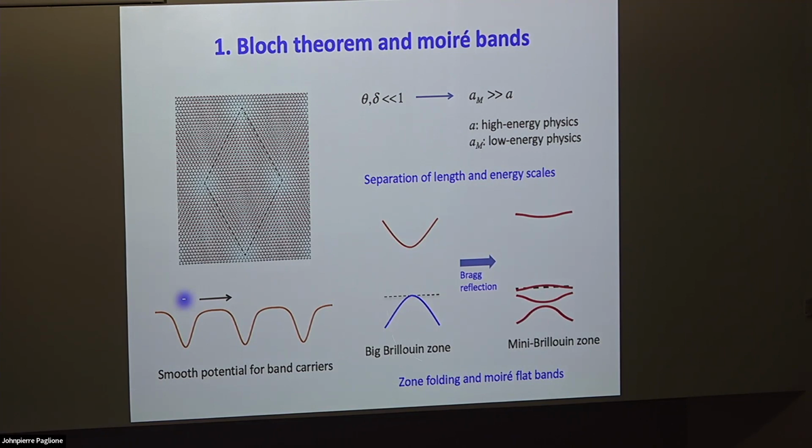And what you can see is that this is the original band structure of the monolayer material. Once you introduce a smooth periodic structure, it goes through extra Bragg reflection, and you reduce from a big Brillouin zone to a small Brillouin zone, and you produce a series of these Moiré mini bands. So you just need to think of it like a zone folding picture for the creation of the Moiré bands. Okay.